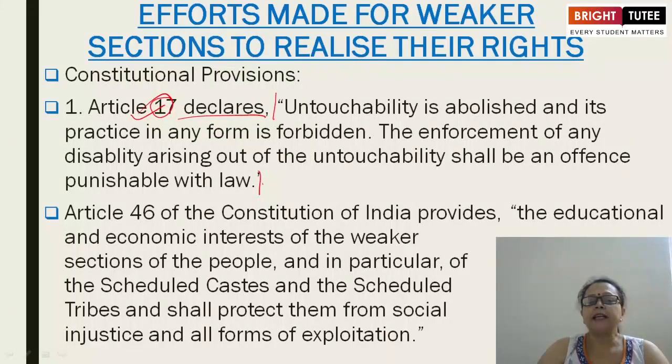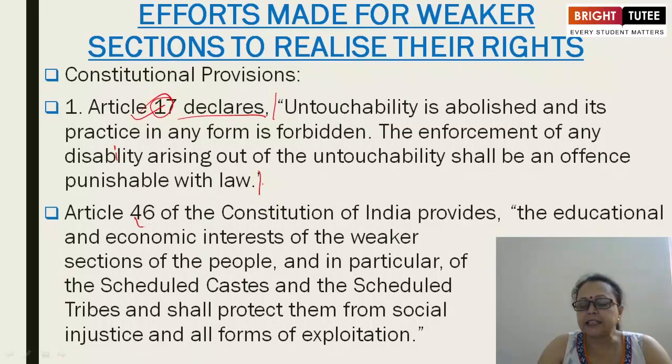The enforcement of any disability arising out of untouchability shall be an offense punishable by law. So this is clearly written in the right to equality. This is part of the right to equality. If anyone tries to practice it in society, it is considered a punishable offense. So no one is allowed to discriminate against people on the basis of their caste.